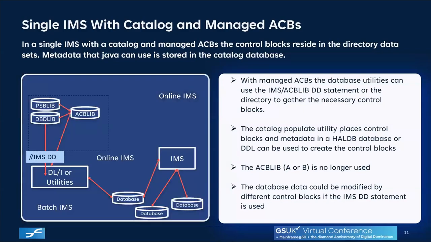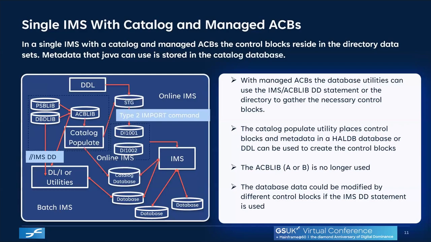Okay, so this is one example of a single IMS with a catalog and managed ACB. As you can see, this is an IMS connected with multiple databases, and you have an ACB library, which is constructed from the PSB library and DBD library. So what happens? You run catalog populate, which will populate the information into the IMS catalog database. So you ran the catalog populate from the ACB library, and the information is going into the catalog database.